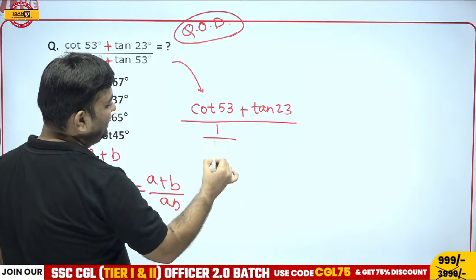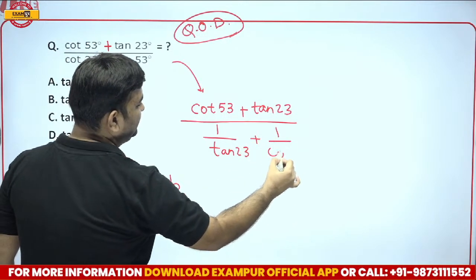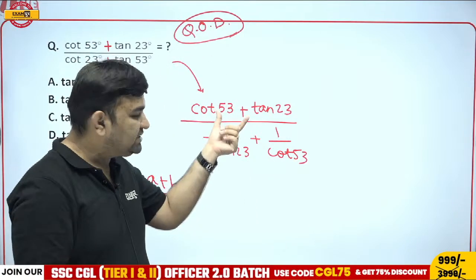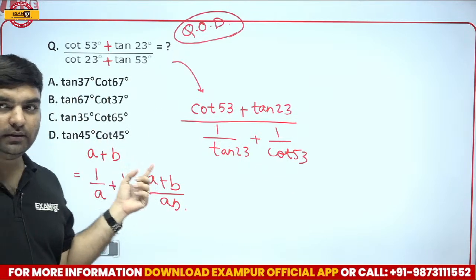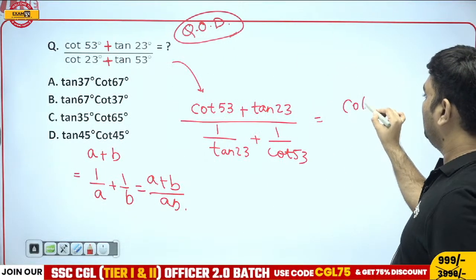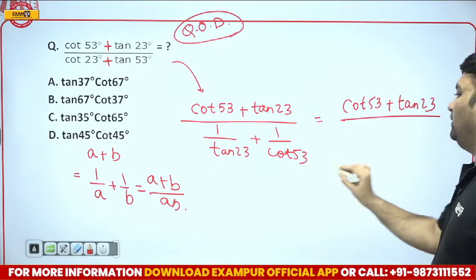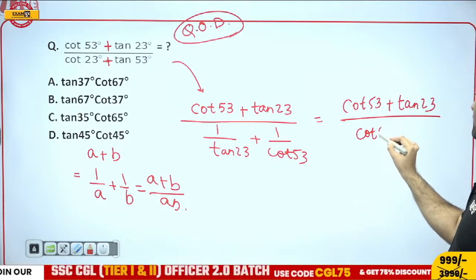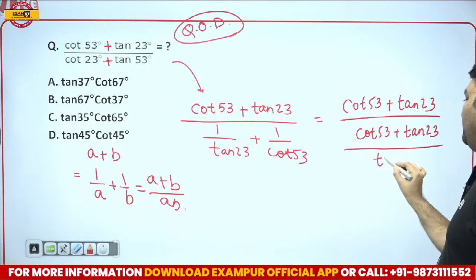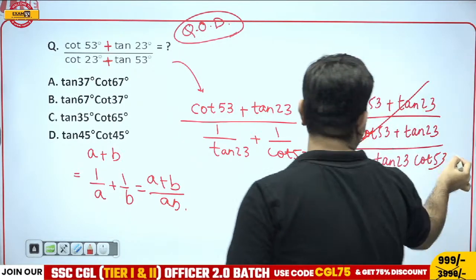Cot 23 is 1 upon tan 23. Tan 53 is 1 upon cot 53. Did you get my thought process? What did I just say? From a sum, if you want to convert something into a product, this is the only way. And it's over. Cot 53 plus tan 23, divided by tan 23 cot 53. It will get cancelled out. It will go in the numerator.